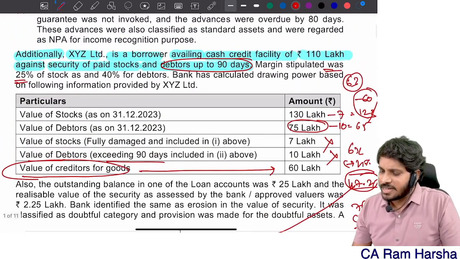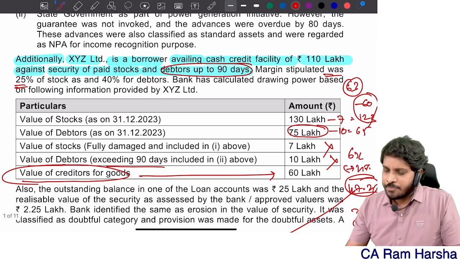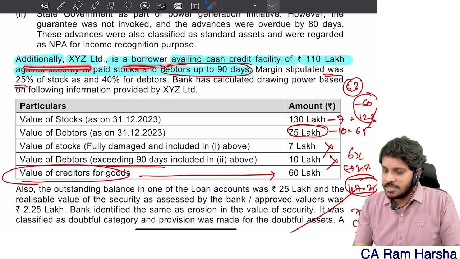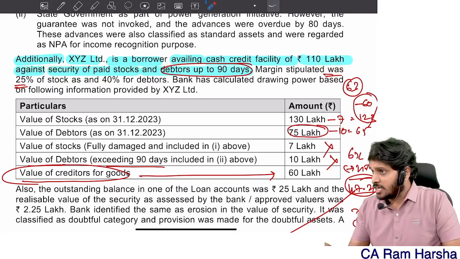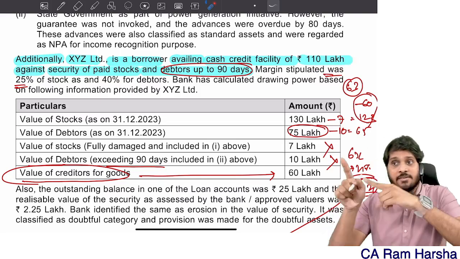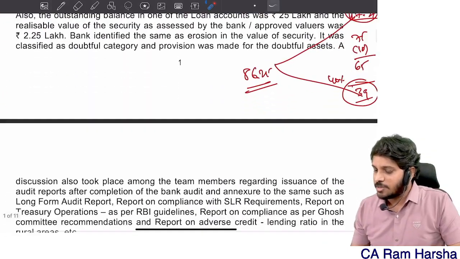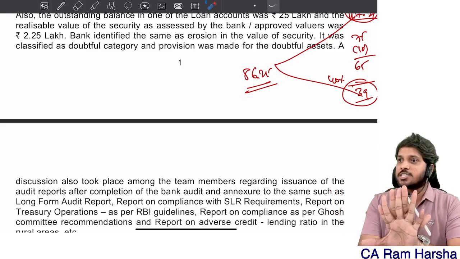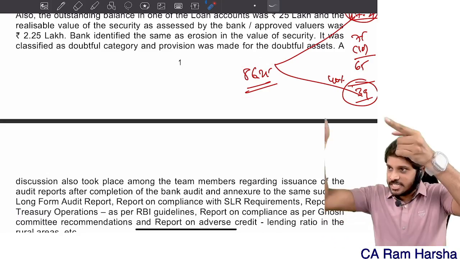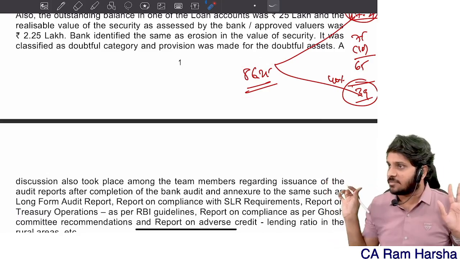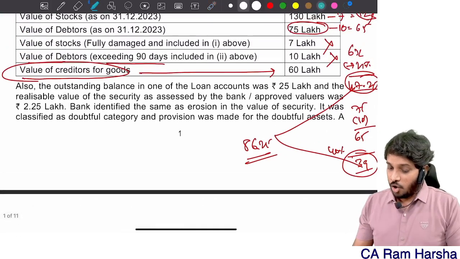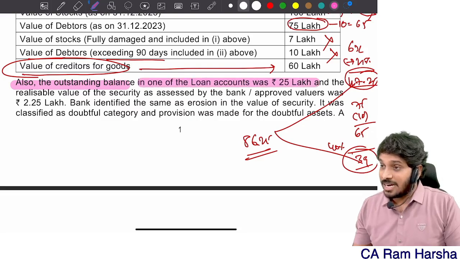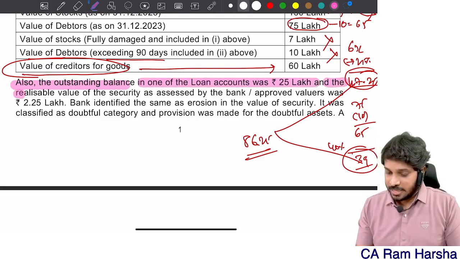But how much did the banker sanction here? He gave sanction limit 110 lakhs probably. Additionally, this might be the sanction limit. We don't know whether it is drawing power or sanction limit. They didn't give, but we'll see depending upon the question what they are asking. How much drawing power? 86.25 is the drawing power. That is the maximum amount permitted to a customer to withdraw against the security details as mentioned above. Correct?